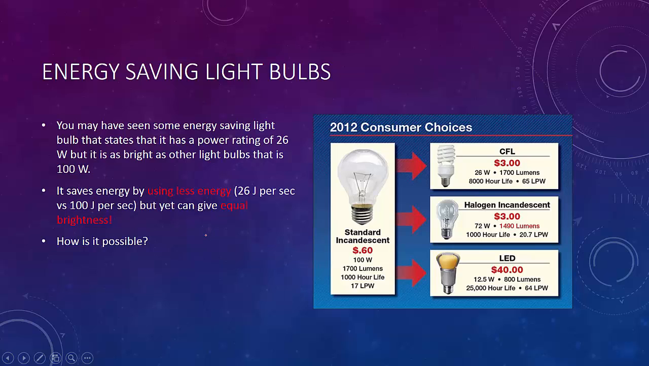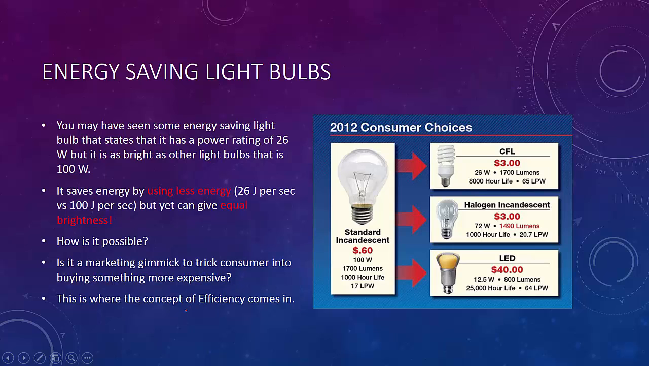But how is it possible? Or is it a marketing gimmick to trick consumers into buying something that's more expensive, because this costs 60 cents and this costs $3? And that's where the concept of efficiency comes in.